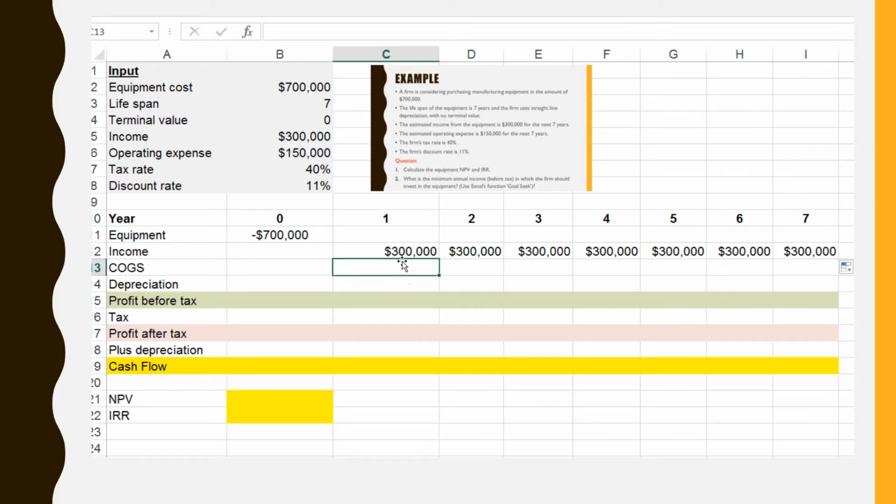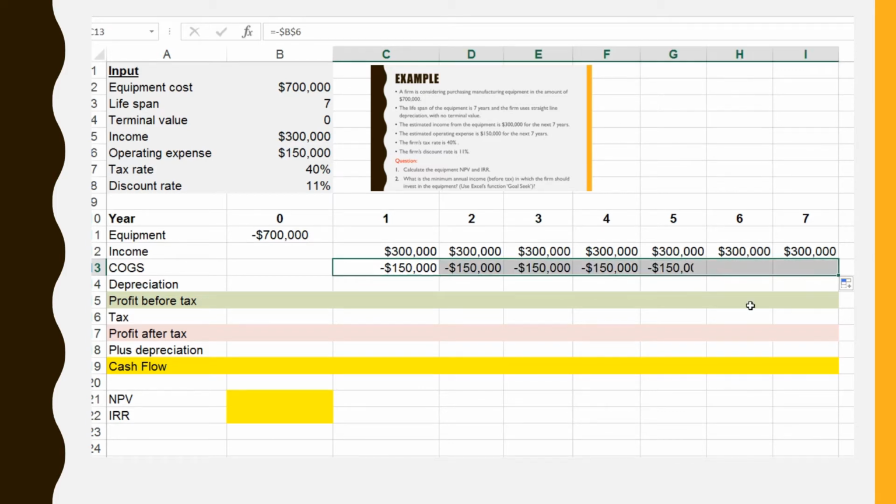Alright, cost of goods sold is equal negative of 150,000. Again, I press F4 to fix the reference cell, enter. Alright, then I put my cursor here and drag all the way to year 7.